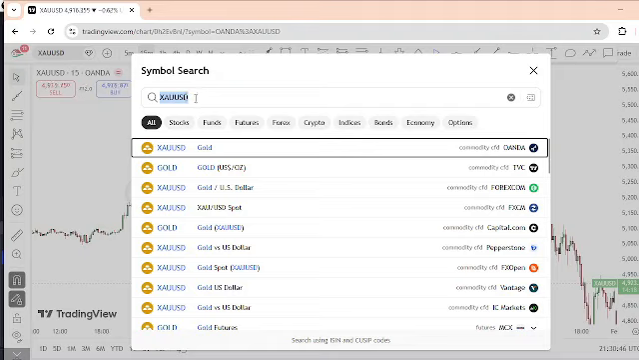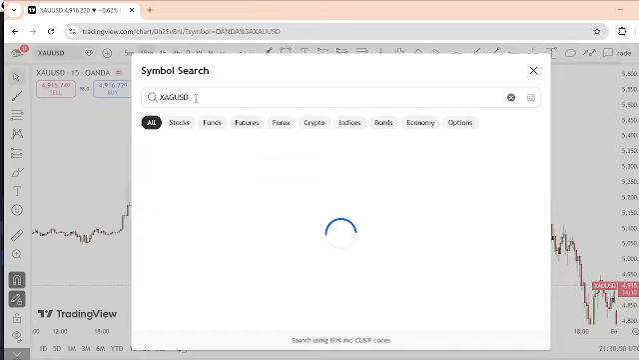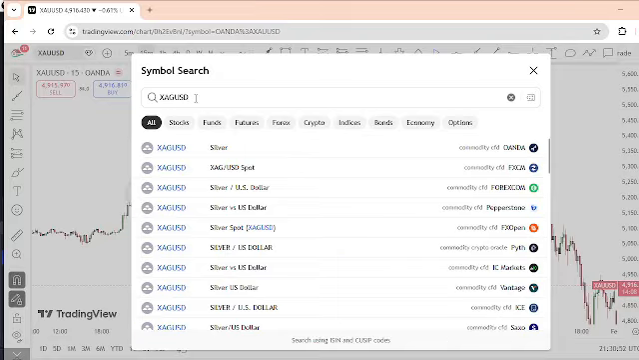So let's type XAGUSD. That is supposed to give us silver. That silver is under commodities. You can see commodities is written here now. Silver is under commodities.